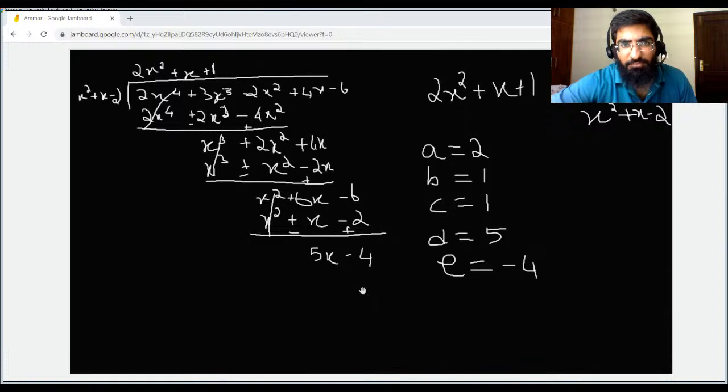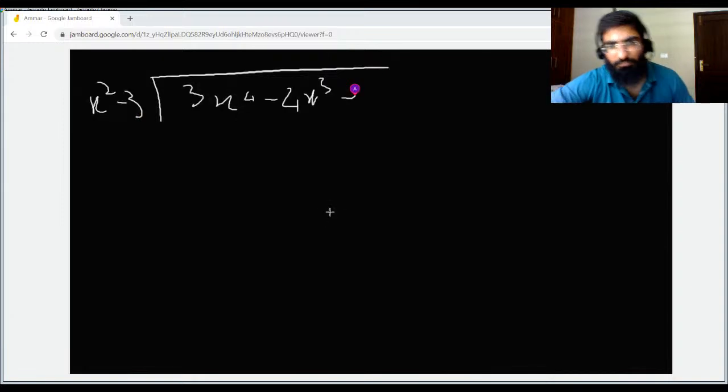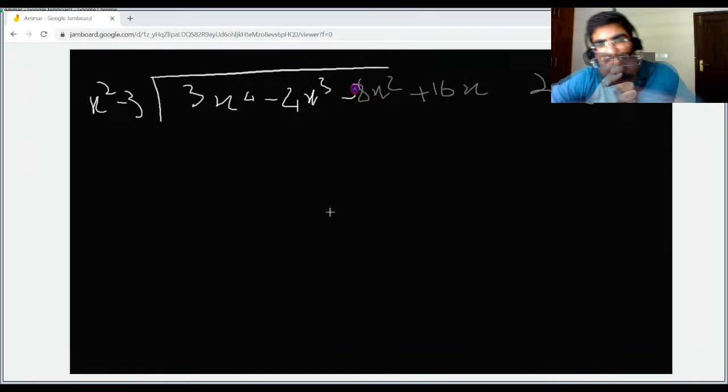The ninth one is different. So I have a question. Since on the right side of the equal to sign there is x squared minus 3, would I use that as the divisor? You have to use it, convert it into the form.